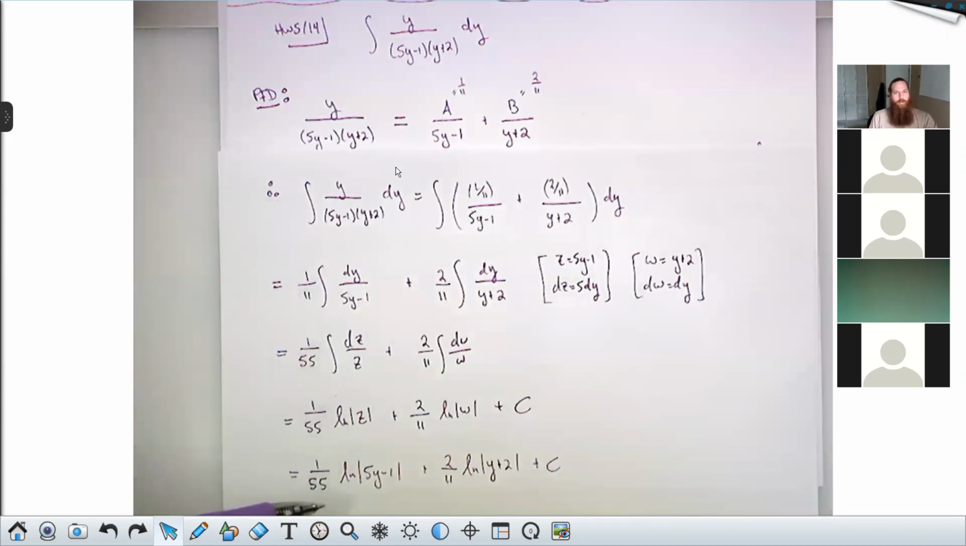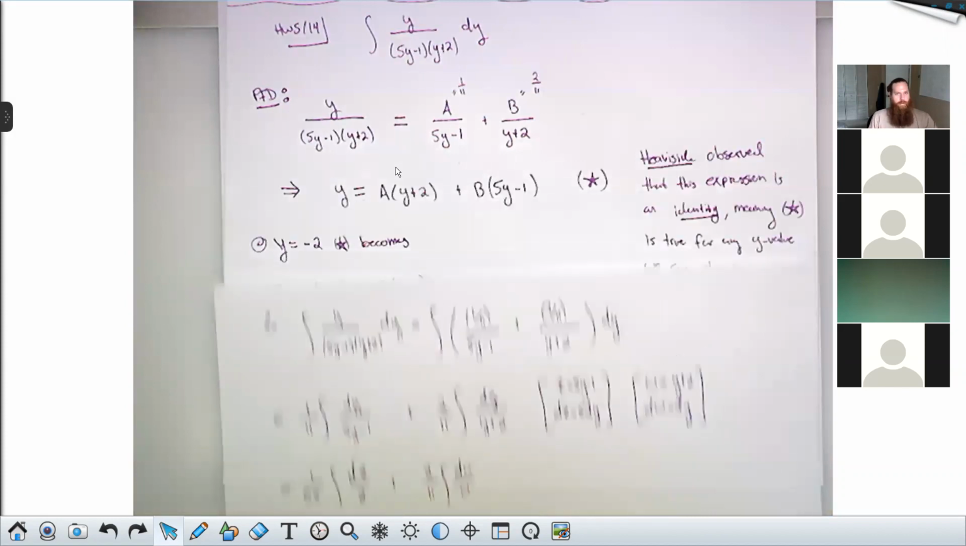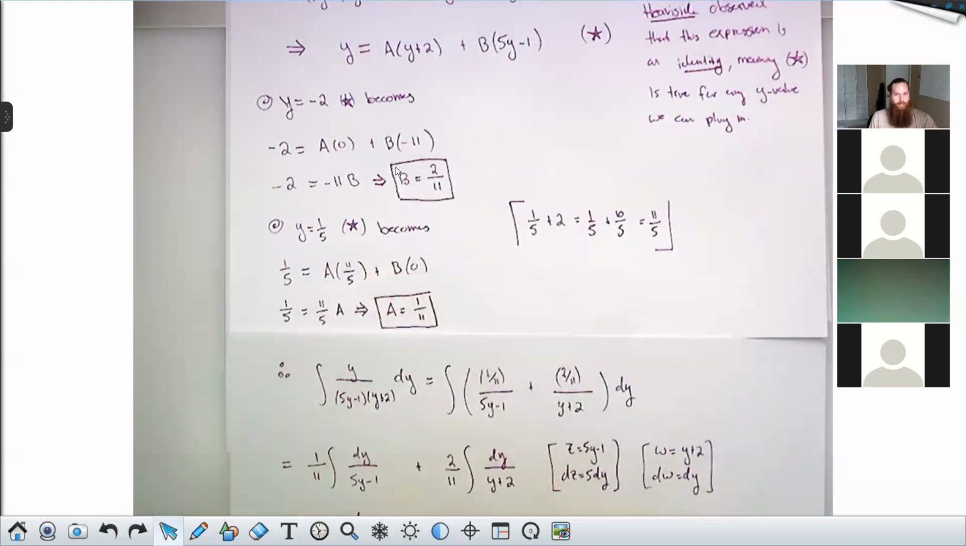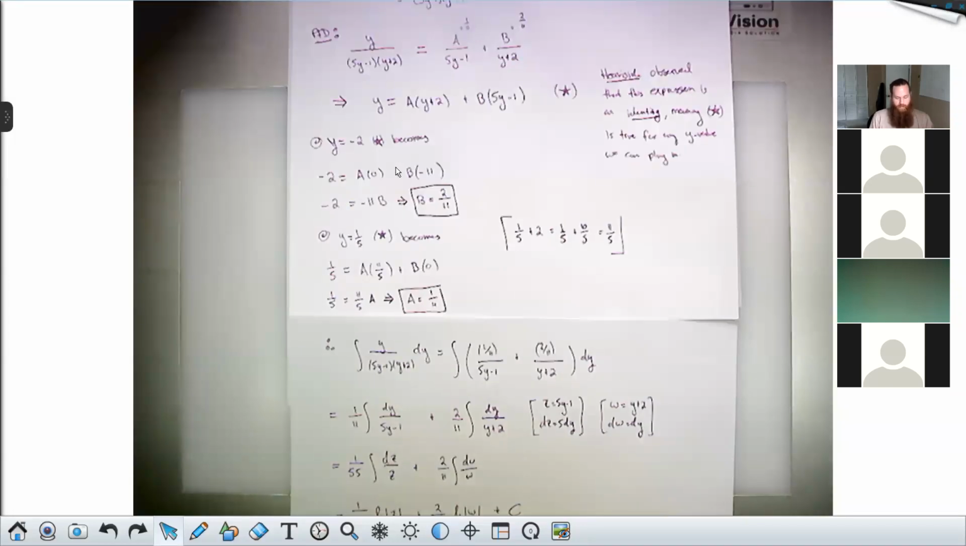So I think the integration here is stuff that everybody's probably super comfy with. What I want to make sure you're comfy with is this procedure. So I'll push this up and zoom out a little. Any questions on the partial fractions, the algebra that we did at the start? It's nice, right?